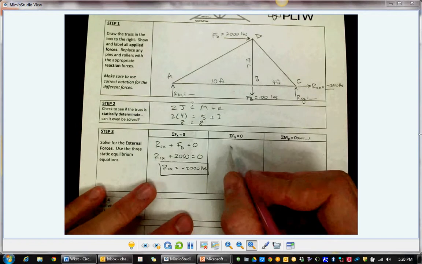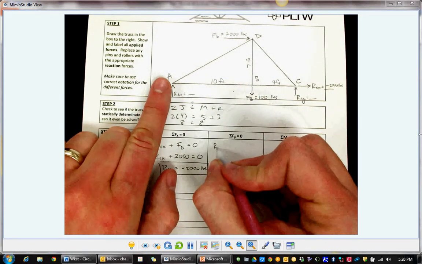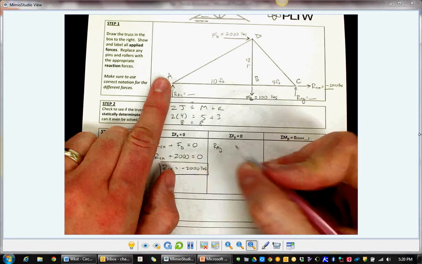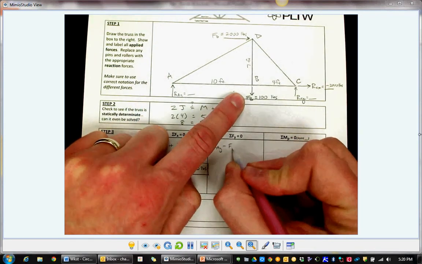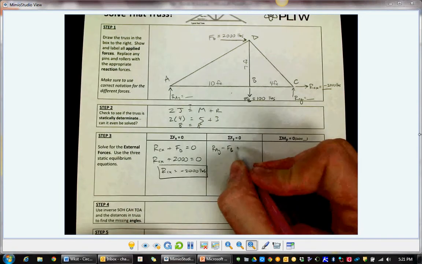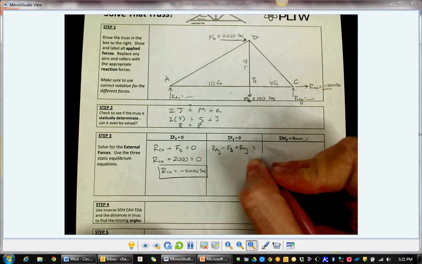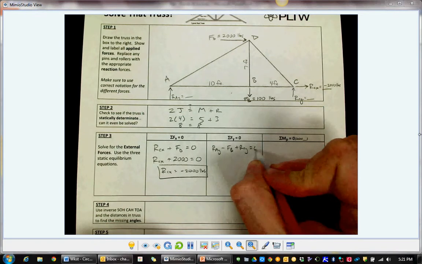All right, some of the forces in the y direction. Let's see, I have RAY, and that's up, so positive RAY. I have FB in the y direction, but it's down, so minus FB. RCY is up, so that's the positive direction, plus RCY. And those are the only three forces in the vertical direction, so they'll have to add up to 0.